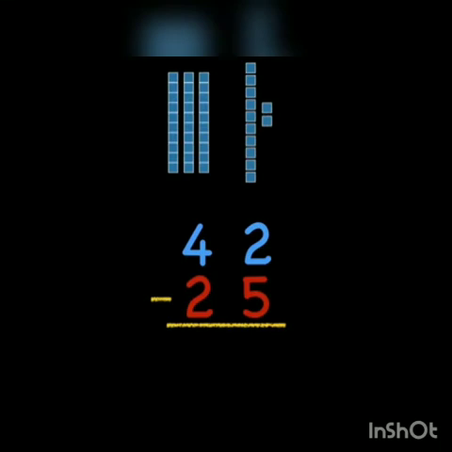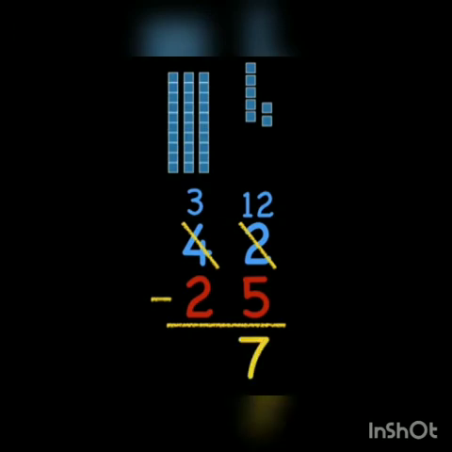Now let's show our regrouping with our numbers. We don't have 4 tens anymore. We've got 3 tens. And we don't have 2 ones anymore. We've got 12 ones. Now we have enough ones to do our subtraction. What is 12 minus 5? Well, let's take away 5 ones from our drawing. 1, 2, 3, 4, 5, and we can see that we have 7 left.